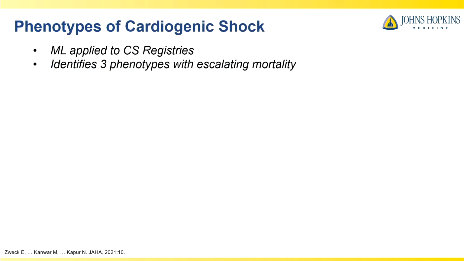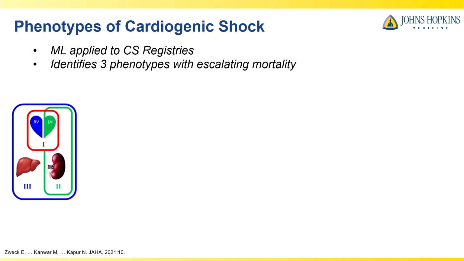So let me pause there for a second. This is a great study, and we have two of our esteemed moderators here who are co-authors on this paper. In this study, using great data from multiple cardiogenic shock registries, three different phenotypes of cardiogenic shock were identified. I think it's helpful to think about this when we see patients, because bucketing them into these different categories helps us prognosticate exactly how sick the patient in front of us is.